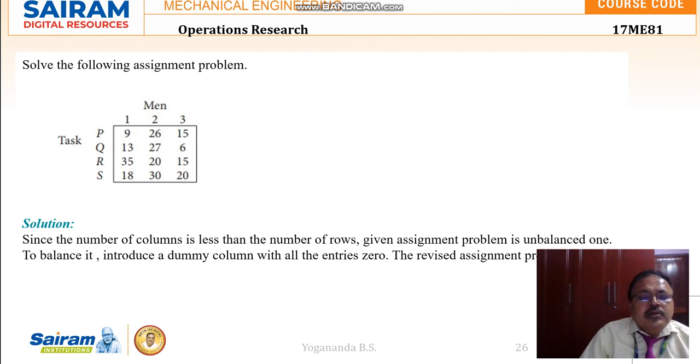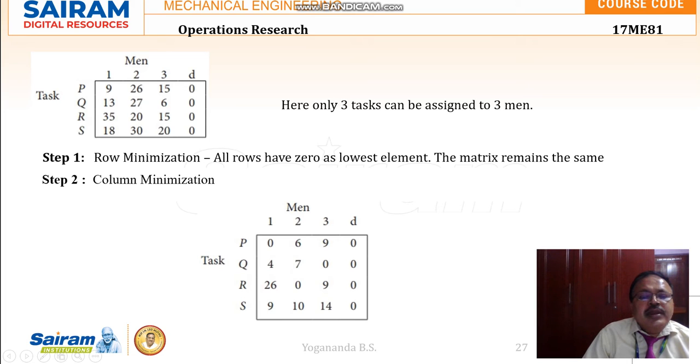So we are now adding a dummy column because rows are 4 but columns are only 3. So the fourth column is taken as the dummy column, that is the dummy labor with all the entries 0. So the revised assignment problem will be this. The dummy column is introduced with all the costs made as 0.